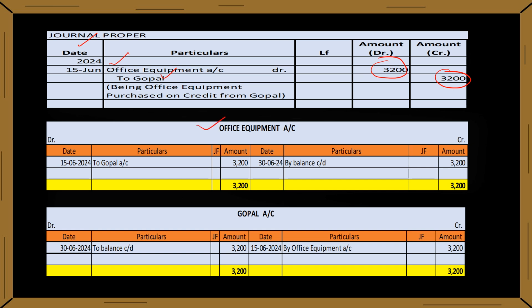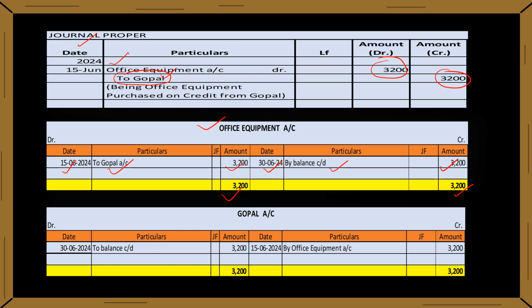So in the journal, opposite of office equipment account is Gopal. Gopal account is credited. In the office equipment account, we are going to debit Gopal. Date is 15th June 2024 to Gopal account 3200. We take the total of debit side, that is 3200 to the credit side also. Under the credit side, we write on 30/6/2024 by balance carried down 3200.